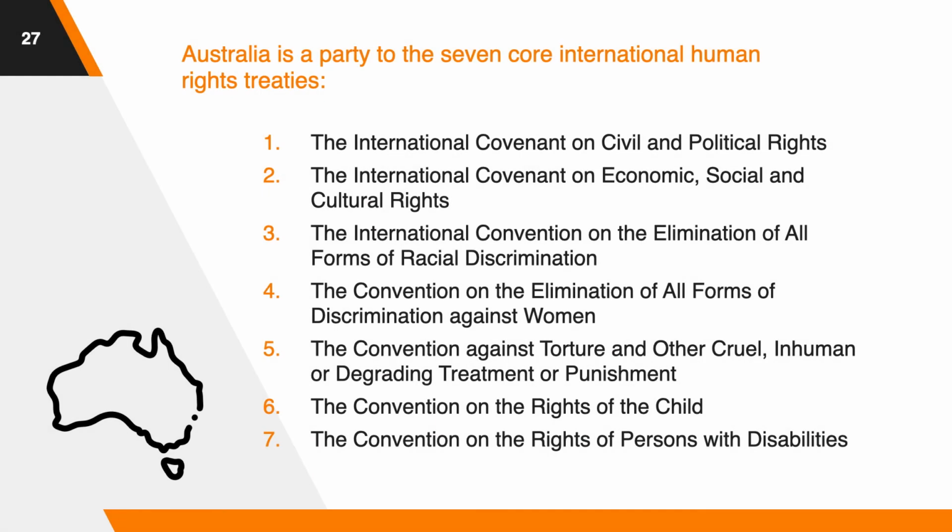Australia is party to 7 core international human rights treaties, which, again, is pretty significant. The International Covenant on Civil and Political Rights, the International Covenant on Economic, Social and Cultural Rights, the International Convention on the Elimination of All Forms of Racial Discrimination, the Convention on the Elimination of All Forms of Discrimination against Women, the Convention against Torture and Other Cruel, Inhumane or Degrading Treatment or Punishment, the Convention on the Rights of the Child, which is pretty important to us in our role in boarding, and the Convention on the Rights of Persons with Disabilities.